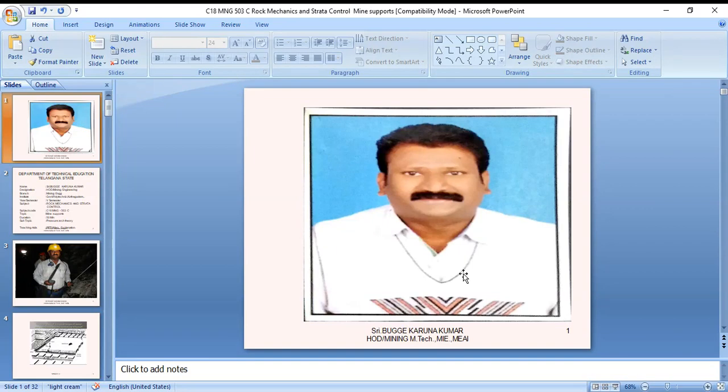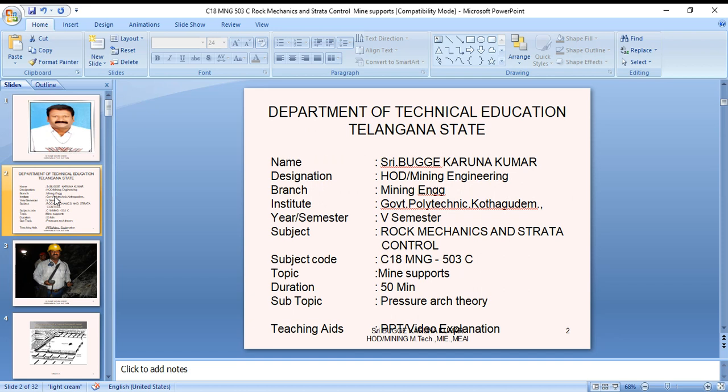Today we are going to learn a topic, the pressure arch theory, part of rock mechanics and strata control, which mine supports, particularly the pressure arch theory. It is a basic idea to explain how the bed separations occur in board and pillar and all. Based on that, zones are divided for determination of support design.